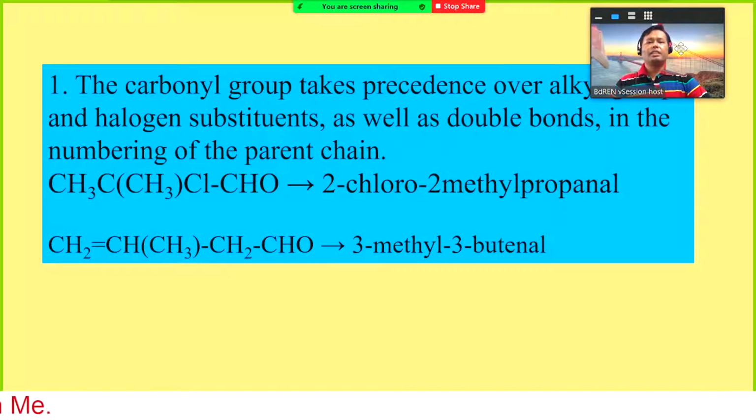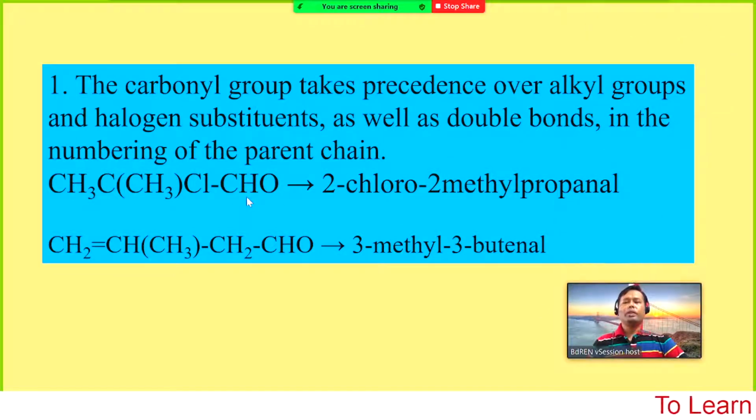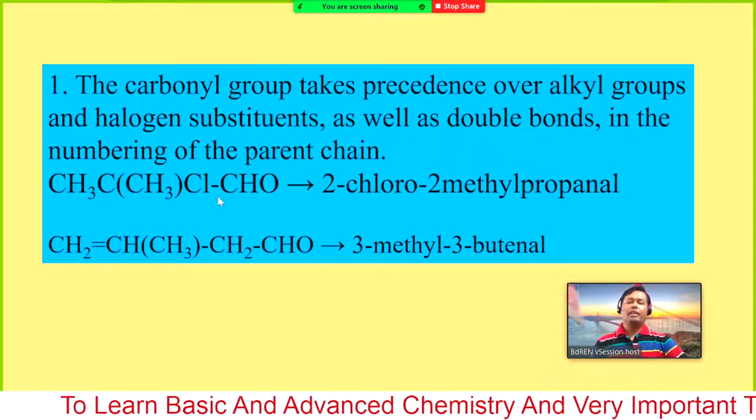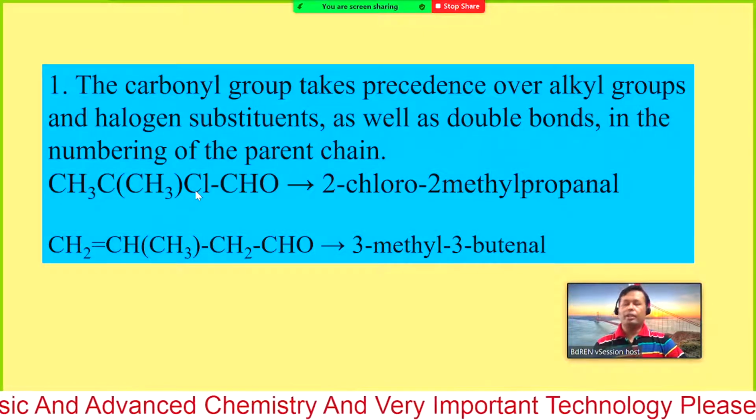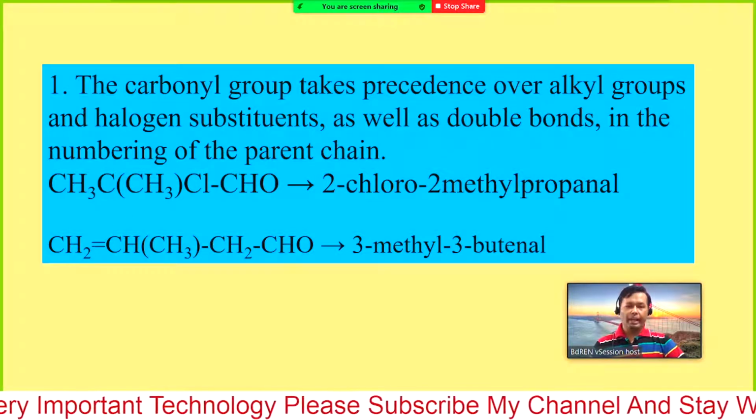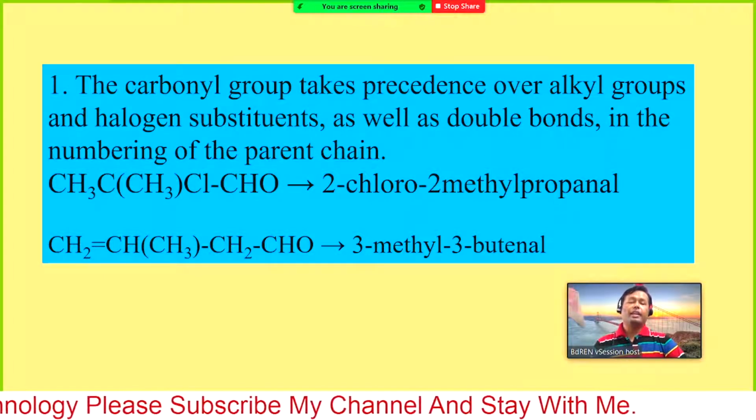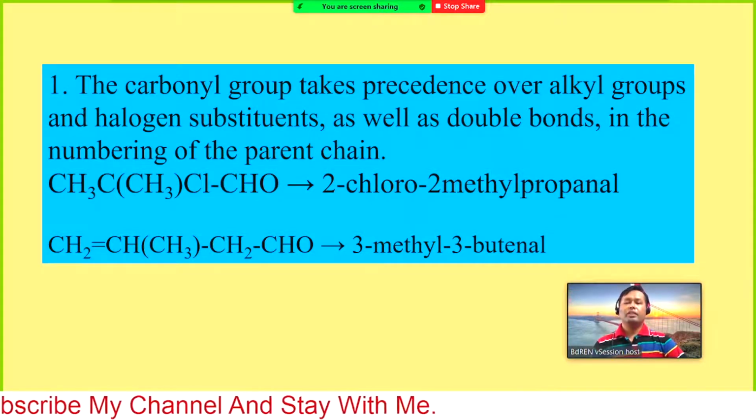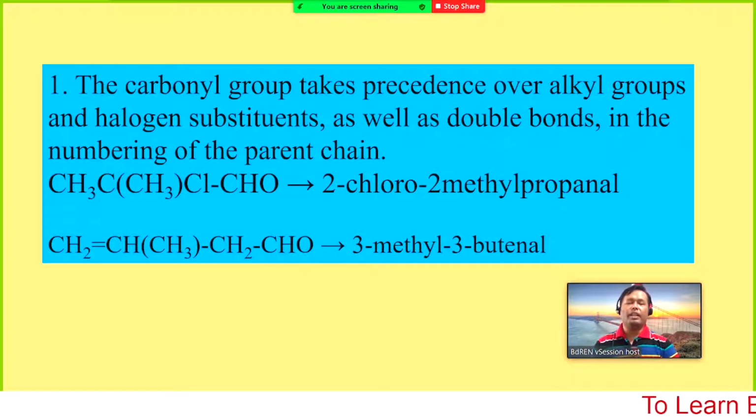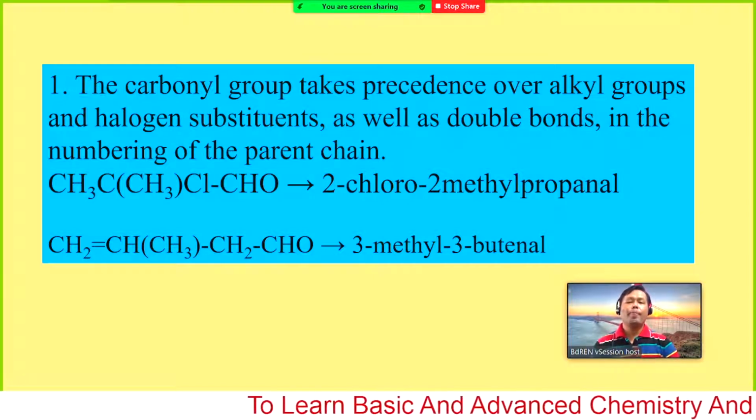Okay, the carbonyl group takes precedence over alkyl groups and halogen substituents as well as double bonds in the numbering of the parent chain. So if the aldehyde compound has either an alkyl group, halide group or double bond, in that case you need to consider the compound as an aldehyde instead of other functional groups or side chains, except, as I will mention later, for carboxylic acids. If it has a carboxylic acid group, we will give the preference to the carboxylic acid group, but otherwise we will give the preference to the aldehyde group.